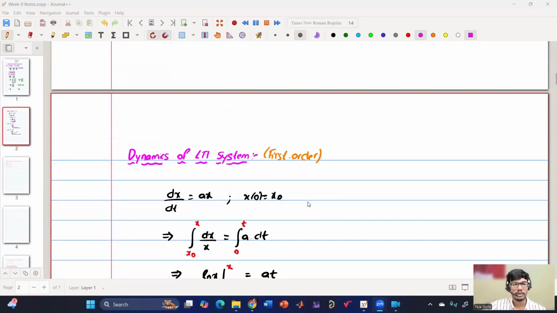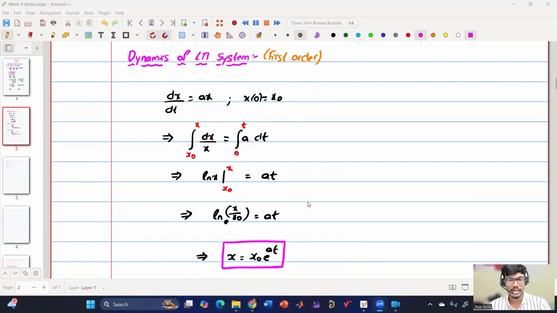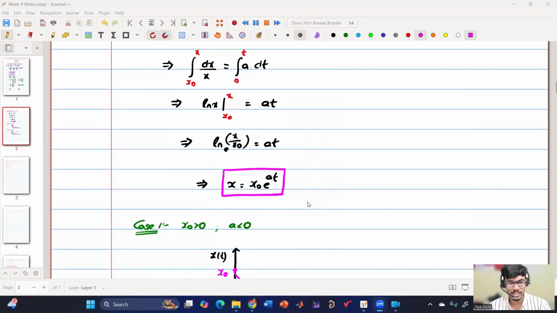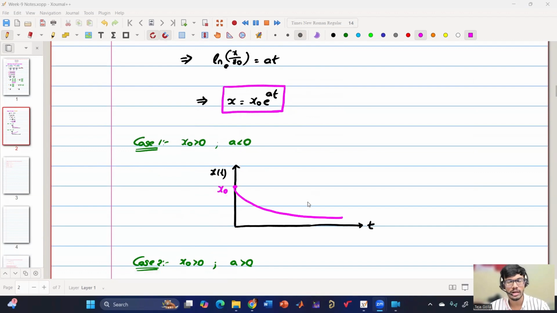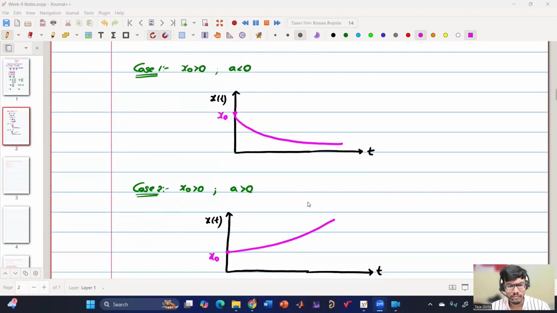Just to quickly summarize what we have discussed in the first order dynamics of the LTI system: we considered a first order system whose differential equation we integrated to find the solution of x, which is x naught into e to the power at. Then we considered two cases where x naught is positive in both of them, and a is positive in one and negative in the other. We saw that in one case it is increasing and in the other case it is decreasing. So is this clear until this point, Naveen?